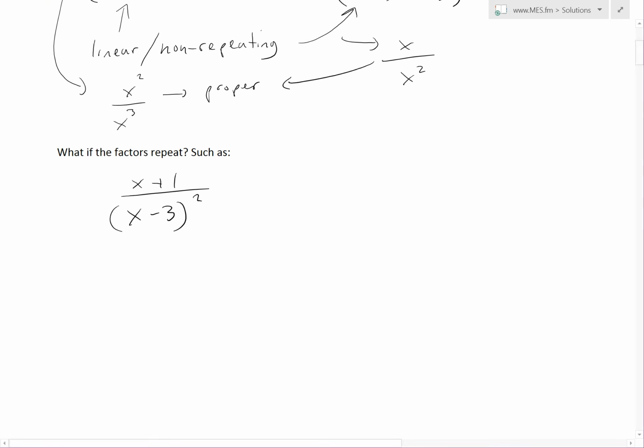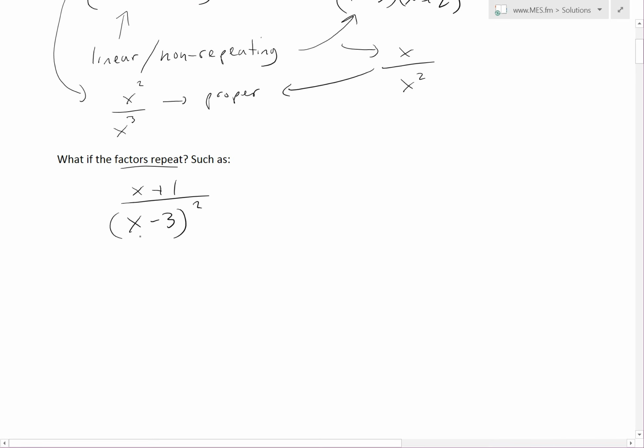But what if the factors repeat? Such as this example, x plus 1 divided by x minus 3 squared. So as you can see, this repeats, and it's also proper because it's going to have an x squared at the bottom, and the top's degree is only x.